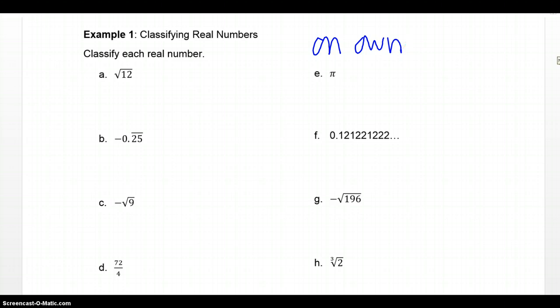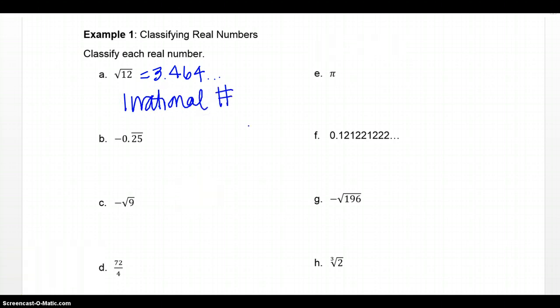The square root of 12 is 3.46. Actually, I did the cube root of 12 before, so this is different. So this is 3.46410, on and on and on forever. Okay, so this is an irrational number.